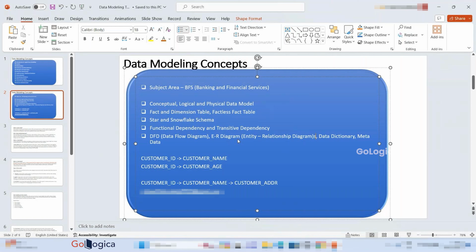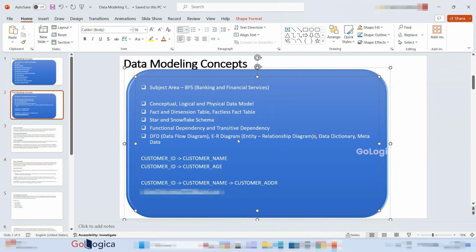In the second level of DFD, we are going to define each process within one module. So what we are going to define? We are going to define each process within a module. So these are the basic concepts of DFD.